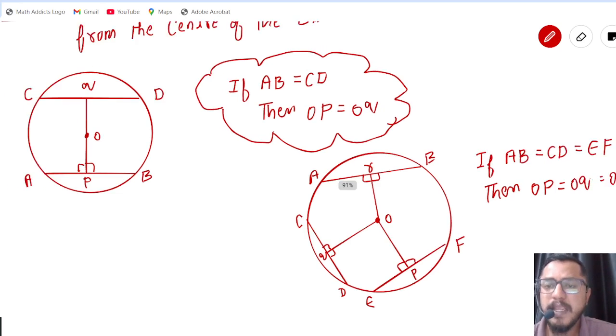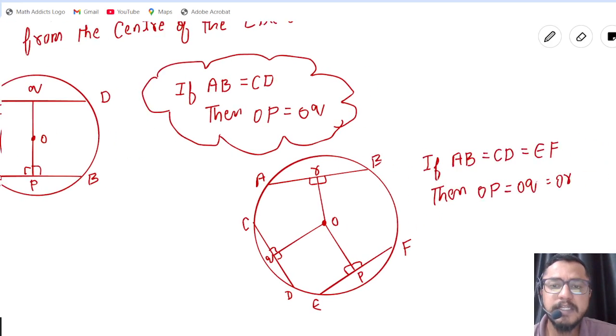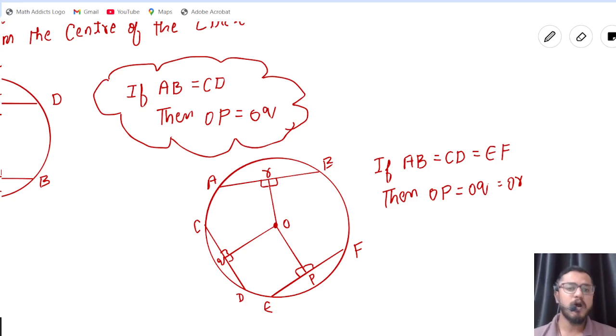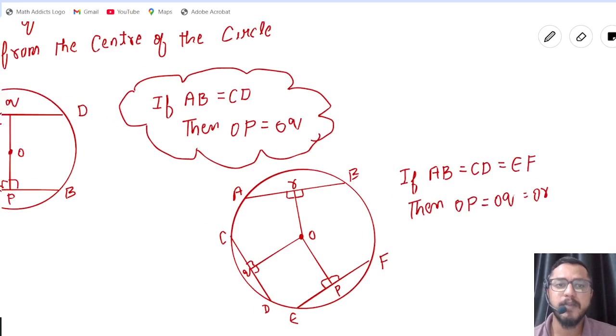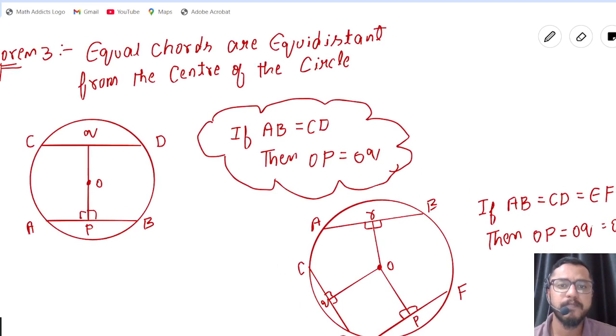Understood? Don't have the misconception that it should always be applicable for two chords. No, it can be applicable for two or more chords as well. What does the theorem say? Equal chords are equidistant from the center of the circle. So if three equal chords are given, AB is equal to CD is equal to EF, then OP will be equal to OQ will be equal to OR. Is that clear? Please make a note of this before moving on to proof.